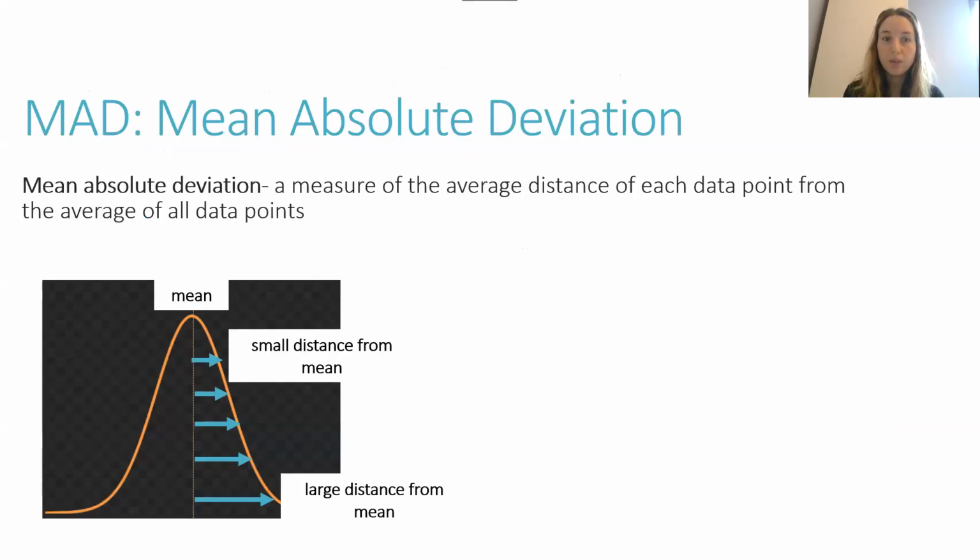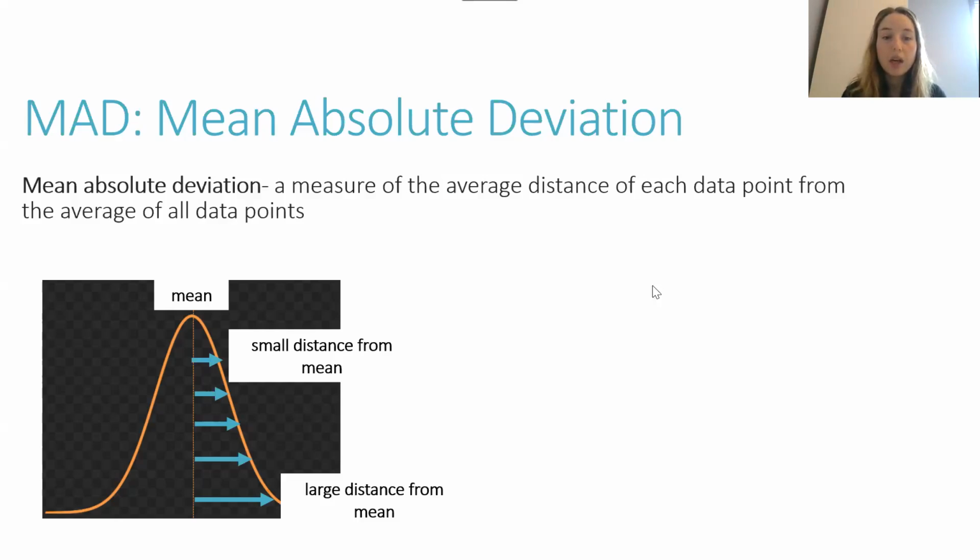Today, we are learning a new statistical measure, which is called MAD, or mean absolute deviation. Mean absolute deviation is a measure of the average distance of each data point from the average of all data points. And that sounds a little bit complicated, but we're gonna show you how to calculate it soon so it'll be really clear.